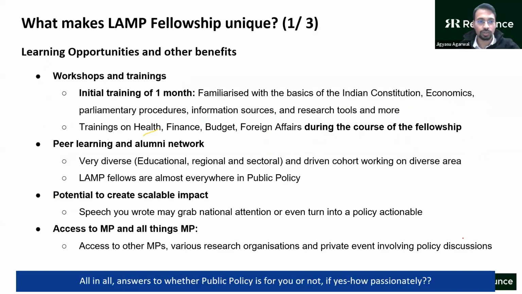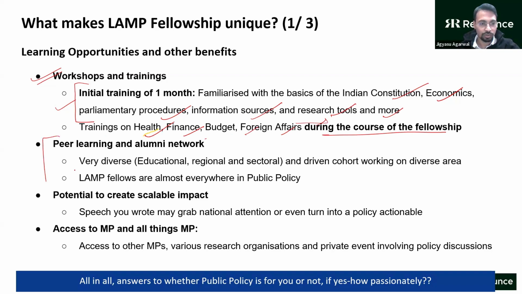The second part of its uniqueness is the learning opportunities and the other benefits. Some specific workshops and trainings are conducted. Initially, when you join in June, there is an initial training of one month where you are familiarized with the basics of the Indian Constitution, economics, parliamentary procedures, information sources, research tools, etc. There are also intermittent trainings during the course of the fellowship. They can be on health, finance, budget, foreign affairs, and a lot more.